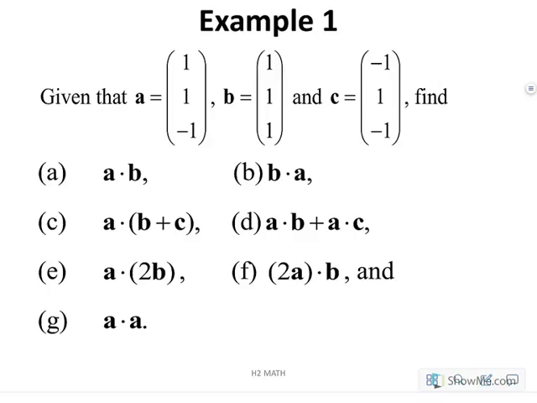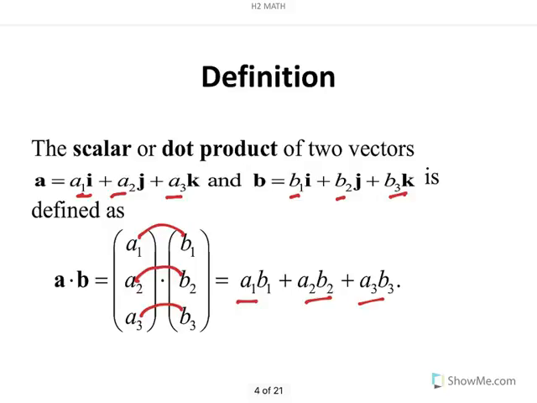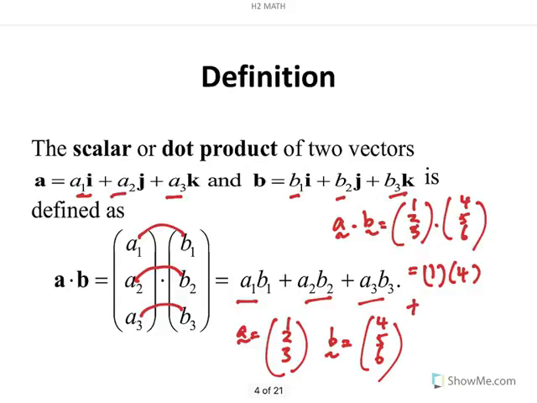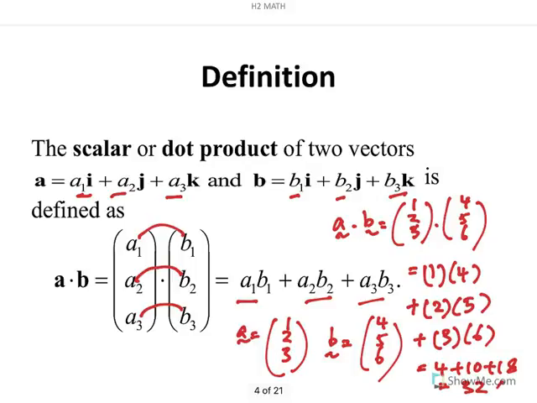Eventually, let's look at an example. If a is equal to (1, 2, 3) and b is equal to (4, 5, 6), then the scalar or dot product of a and b is (1, 2, 3) scalar product with (4, 5, 6), which gives you 1 times 4, adding 2 times 5, so a2b2, adding 3 times 6, a3b3, which is 4 plus 10 plus 18 to give you 32. This is an example of the scalar product.